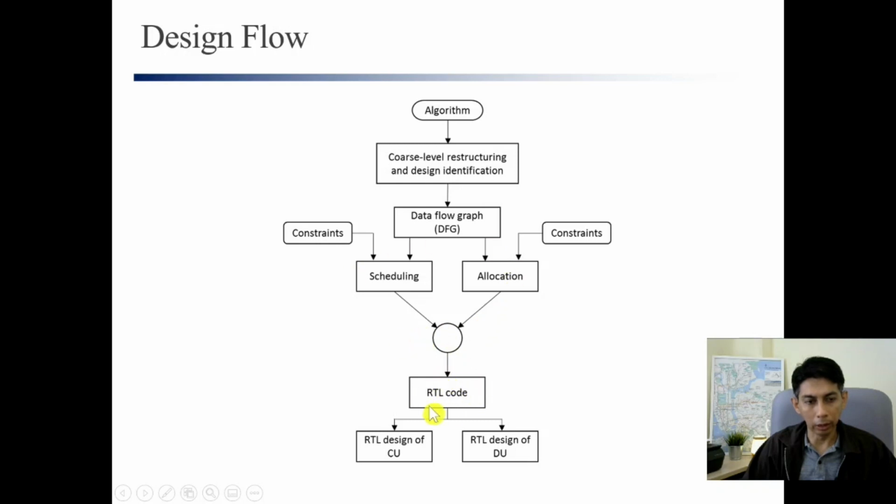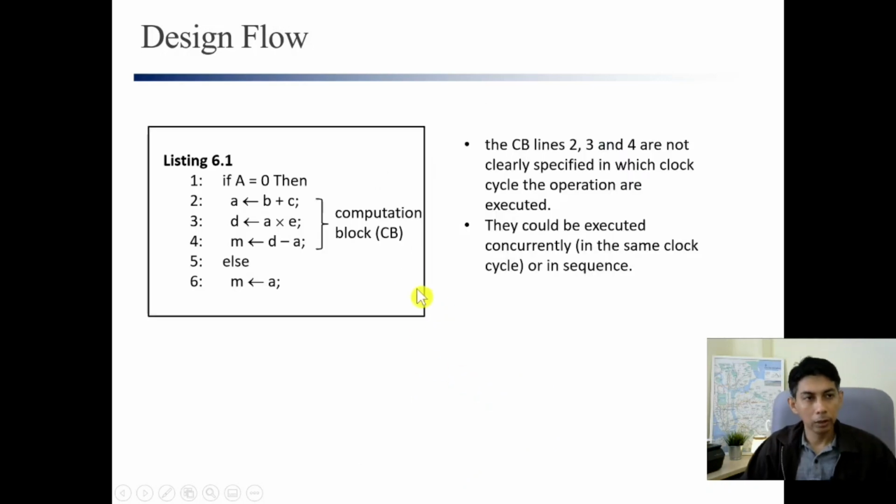And from that, we can convert this into RTL code, which we have learned in chapter 5. From RTL code, of course, we can create the control unit and the data path unit for our design.